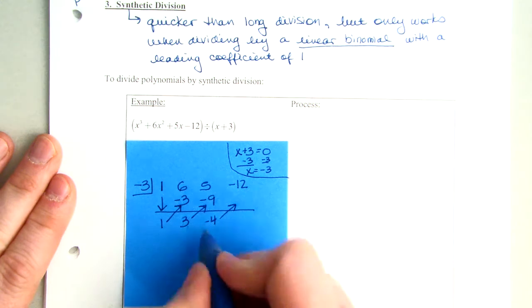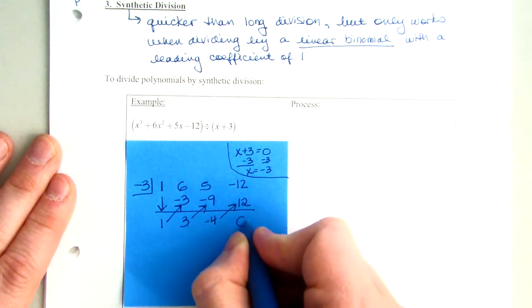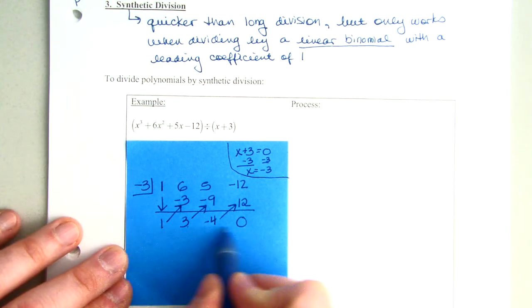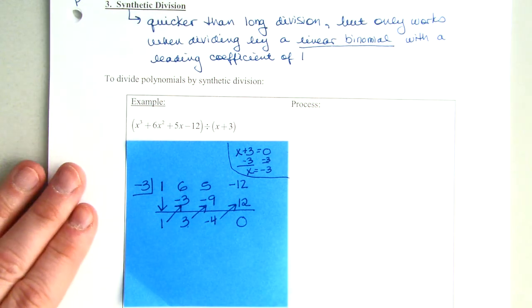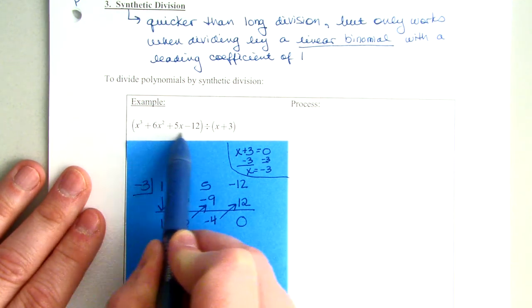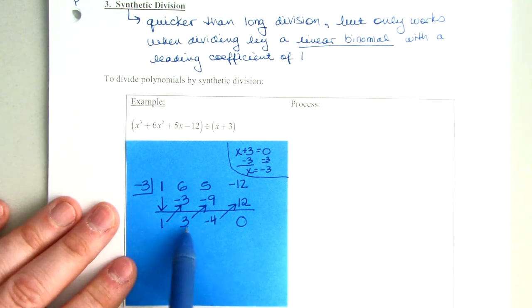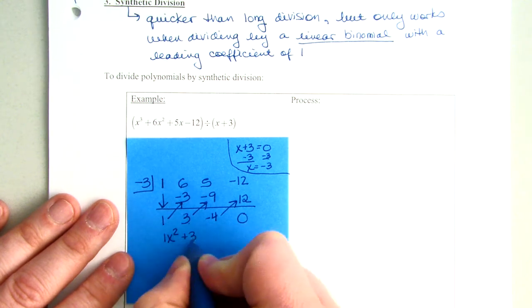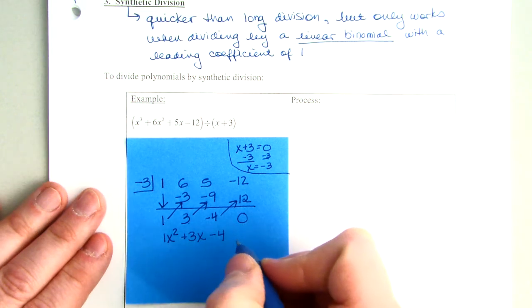Diagonally, I'm going to bring up negative 4 times negative 3. I'm going to get 12. I'm going to add, and I'm going to bring down the answer. These numbers tell me information about the answer. The answer is going to be a polynomial with degree 1 less than what we started with. I started with a cubic function, so my answer is going to be a quadratic function, and these are going to be the coefficients. My answer is going to be 1x squared plus 3x minus 4, and if I had a number over here, that would be my remainder.